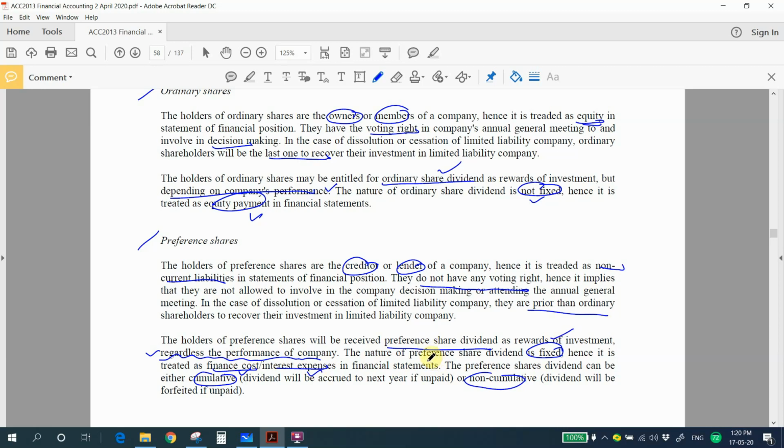And there are two types of preference share dividend. The first one is cumulative. Cumulative means dividend will be accrued to next year if unpaid. And non-cumulative means dividend will be forfeited if unpaid. Cumulative, very simple. If this year the company cannot pay you, next year they still need to pay you the dividend amount. But for non-cumulative, if the company does not have the ability to make payment, this amount will be forfeited.